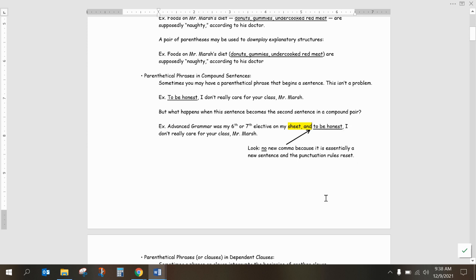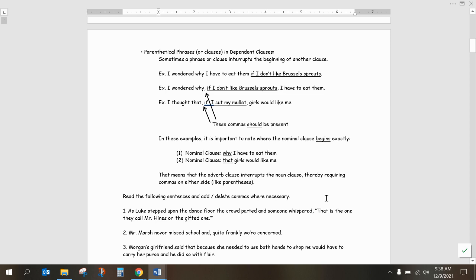only put one comma in, but not both. Onto the back page of your worksheet, the last thing we'll take a look at today are parenthetical phrases or clauses in dependent clauses. That's kind of a mouthful. So sometimes a phrase or a clause actually interrupts the beginning of another clause.